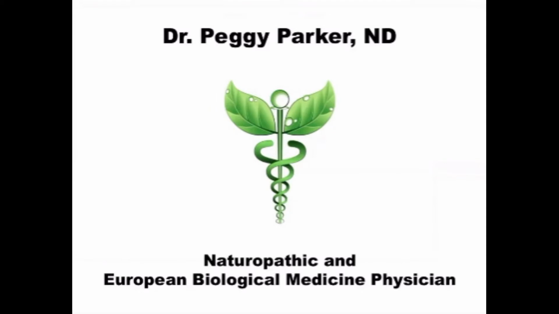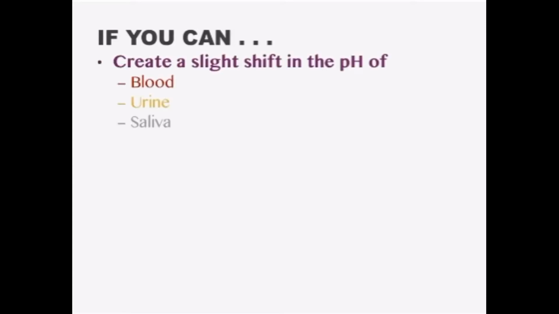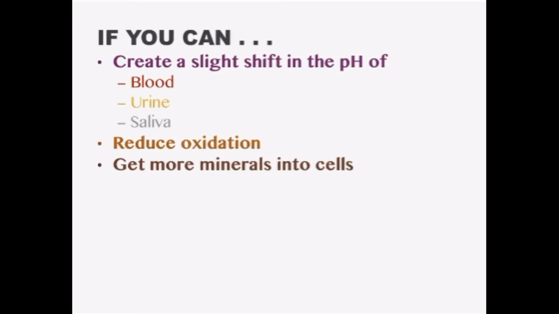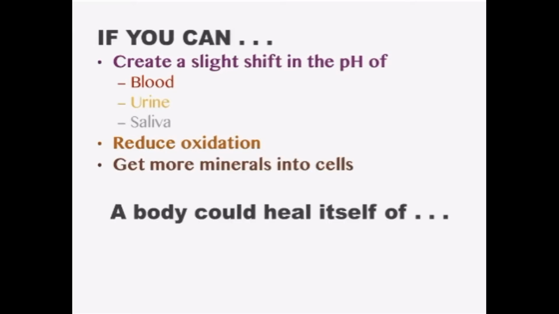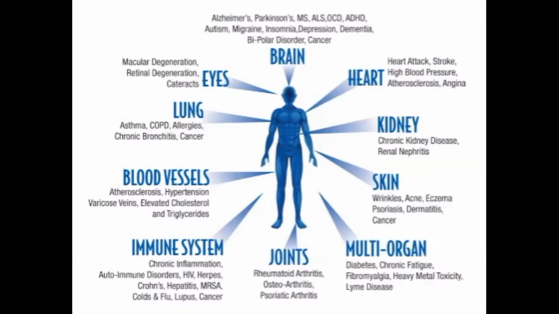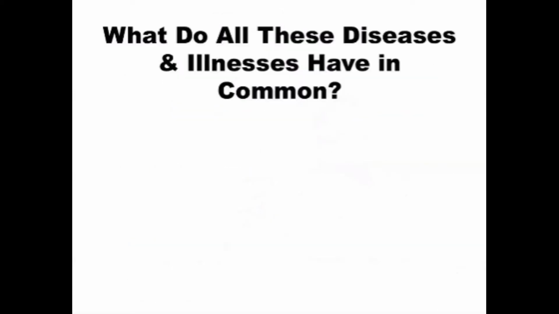So just so that you remember who I am, I'm Dr. Peggy Parker. I am a naturopathic and European biological medicine physician. And one of the most important things I learned in my studies in European biological medicine was that if you can create a slight shift in the pH of blood, urine, and saliva, reduce oxidation on the cell membrane, and get more minerals into cells, a body could heal itself of anything. That includes all of these items, whether it starts in the brain or the eyes or the heart, no matter where it is in your body has the ability to heal itself.